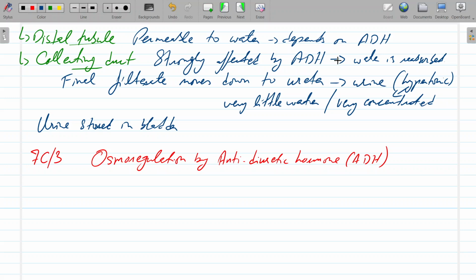Right. So, as I was saying, ADH is, as we talked about earlier on when we were discussing homeostasis and the role of the pituitary gland and the hypothalamus. ADH is produced by the hypothalamus and it is stored in the posterior lobe of the pituitary gland, and when required, it is released by the posterior lobe of the pituitary gland.